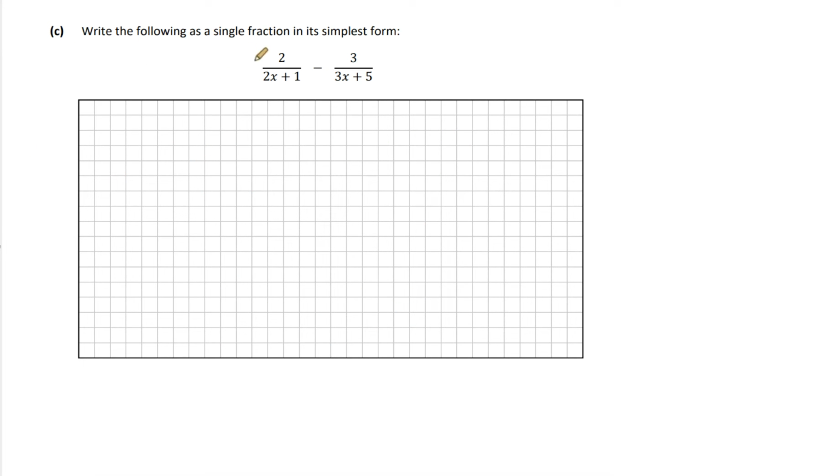Part C, write the following as a single fraction in its simplest form. So we have to subtract 2 fractions here. So remember, when you're subtracting fractions, you'll remember from primary school, you have to find the lowest common denominator. And the lowest common denominator of here is this denominator multiplied by this denominator. So the lowest common denominator is 2x plus 1 times 3x plus 5.